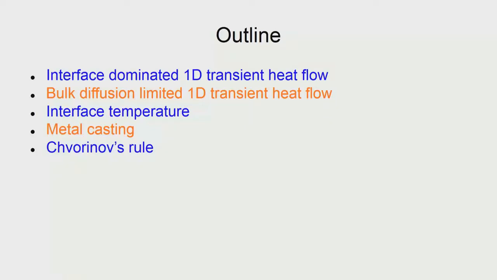We take up two different situations of 1D transient heat flow. We take the two extremes, one extreme being the interface dominated heat transfer, the other extreme being the bulk diffusion limited heat transfer. And then we will use these learnings to detect what would be the interface temperature when two metals at different temperature are brought in contact, and in transient state we will be able to arrive at some correlations that will be useful for us in knowing what kind of combinations are good for metal casting.